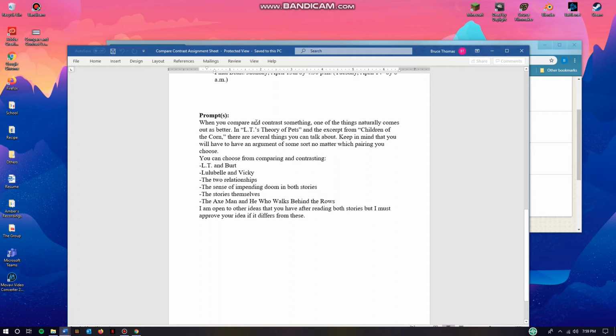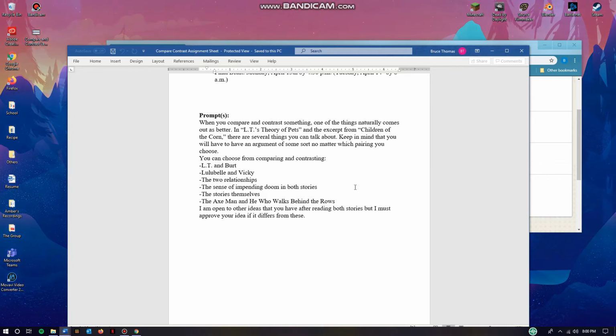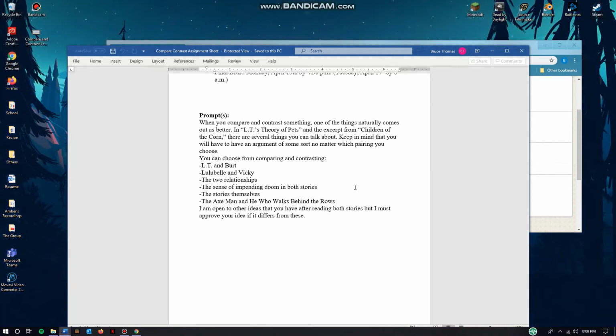So, when you compare and contrast something, one of the things always naturally comes out as better. So that's your thesis, okay? So you've got LT's Theory of Pets and Children of the Corn. You can compare and contrast so many things with these stories. LT and Bert, Lulubelle and Vicky, the two relationships, the impending sense of doom, the stories themselves, the Axeman and He Who Walks Behind the Rows.